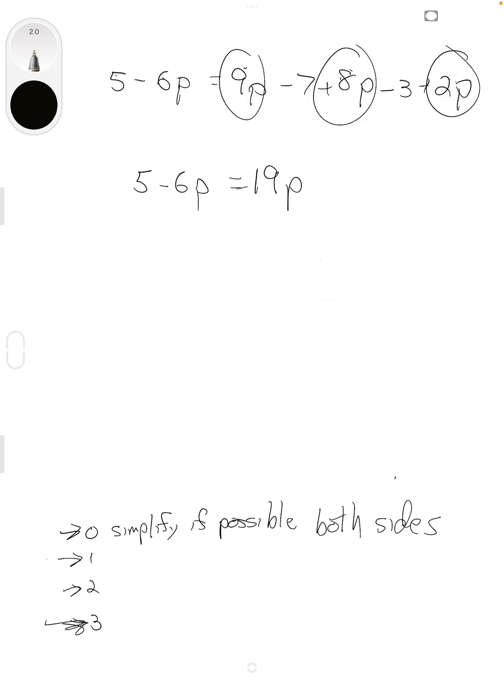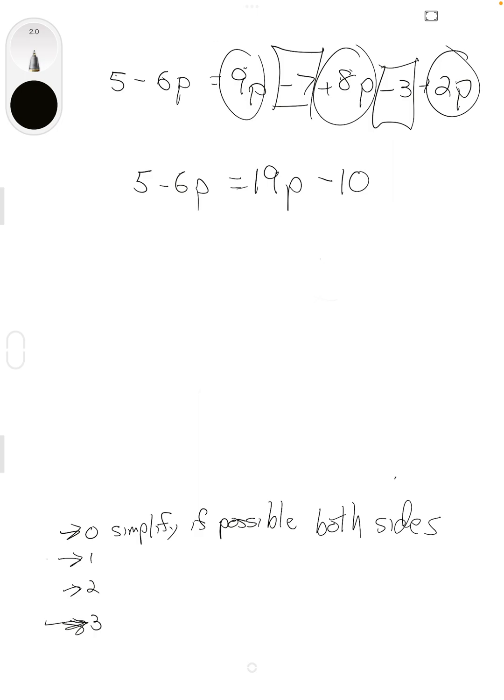So I have 19 p's. Then I have -7 numbers, -3 numbers. So I have -10 numbers. So now it's simplified as much as possible on both sides. I can't combine the p's and the numbers because this is a thingy, this is a thingy, these are numbers, these are numbers. Thingies and numbers cannot be connected.